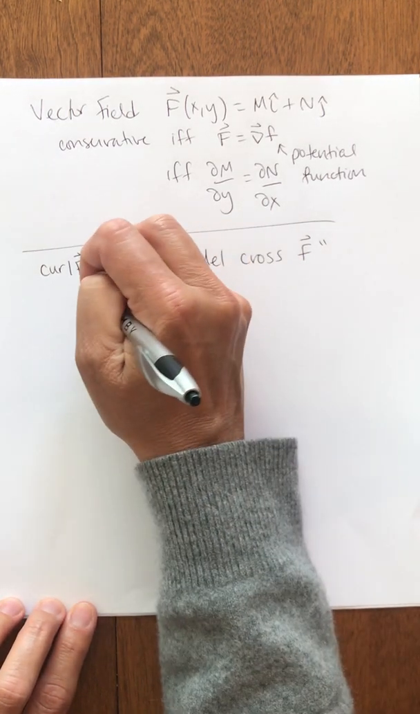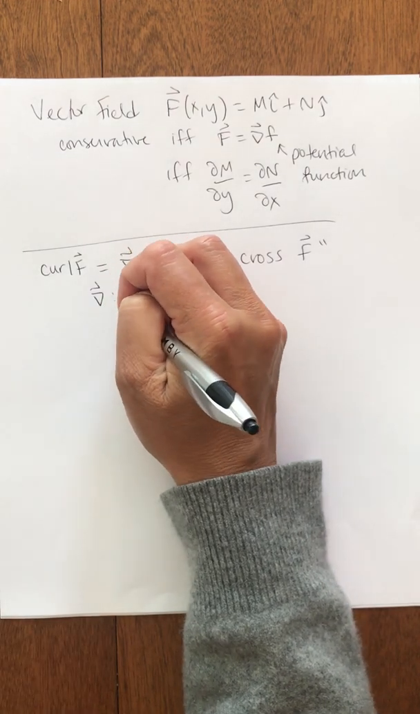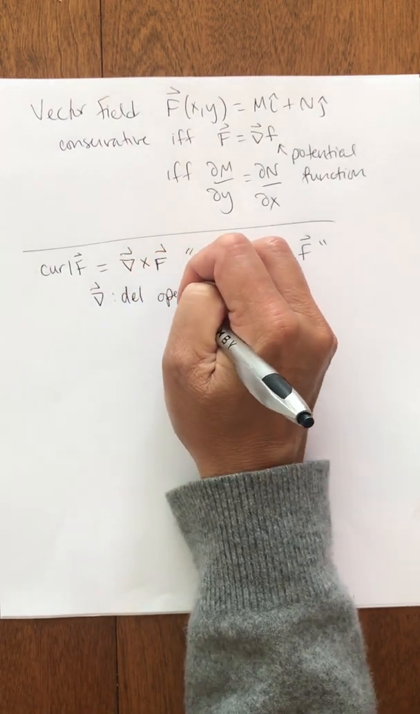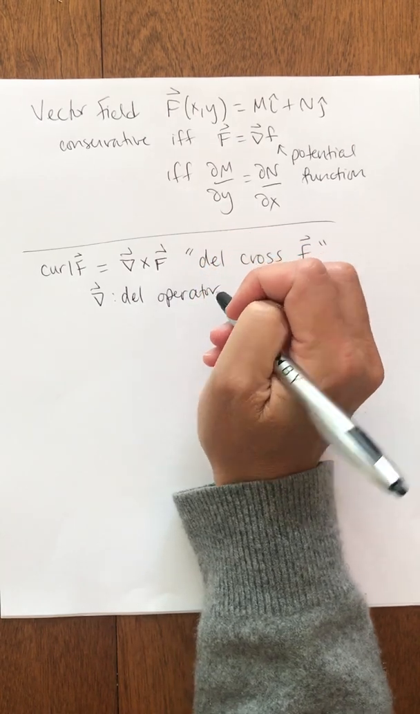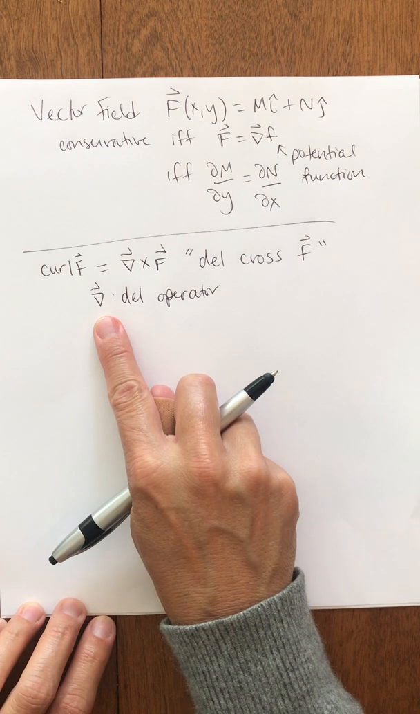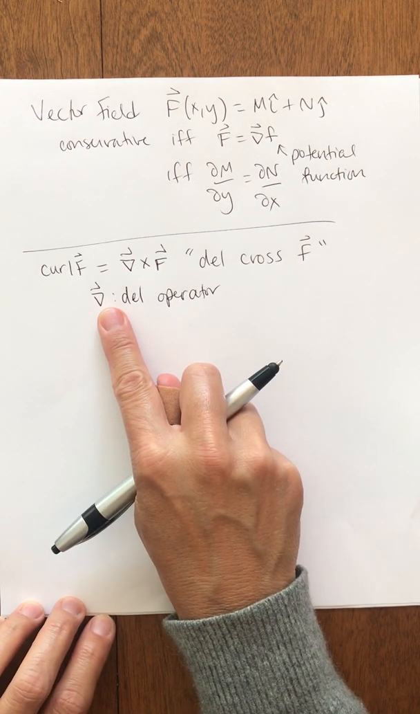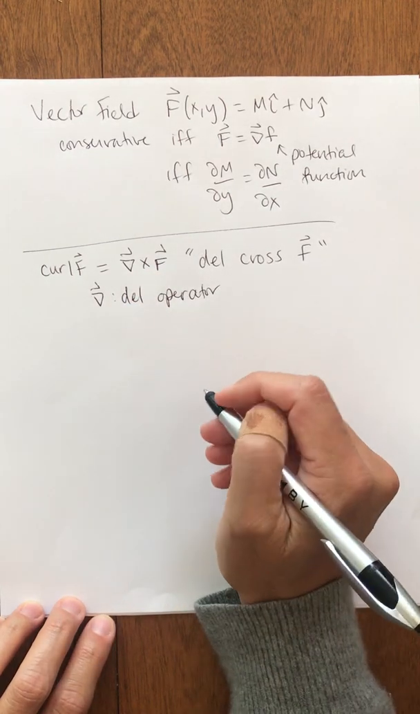So del is a vector, but it's actually not a vector in itself. It's called the del operator. The way a del operator works is that it's a vector, but it's only defined in as far as it operates on another vector. In this case, it's going to operate on f.